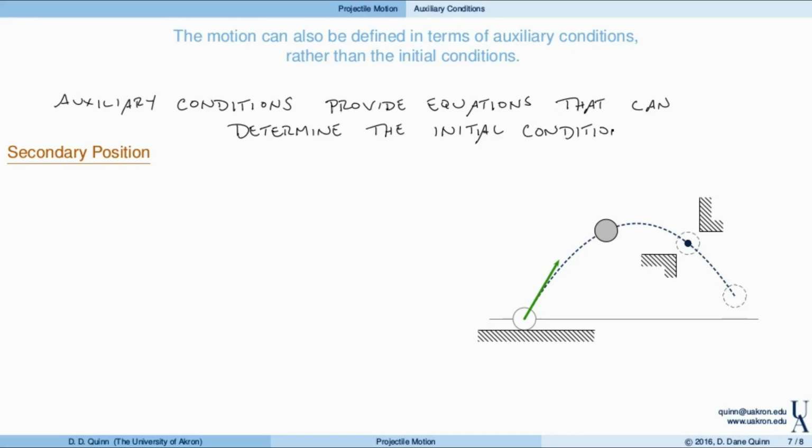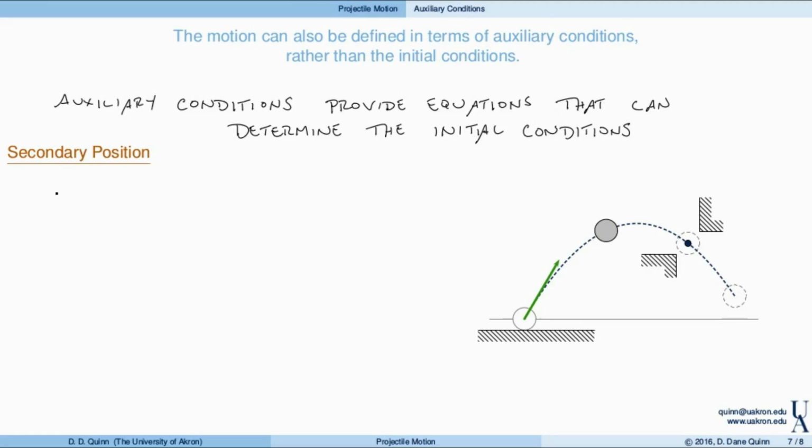So again, if I knew the initial conditions, I could completely determine the trajectory. But if I have some conditions that I would like to meet, for example, in terms of a secondary position, so I'd like the ball to pass through some point, then that requirement will give me an equation that I can use to solve for the initial conditions that lead to the appropriate trajectory. So again, the first one we'll look at is in terms of a secondary position.